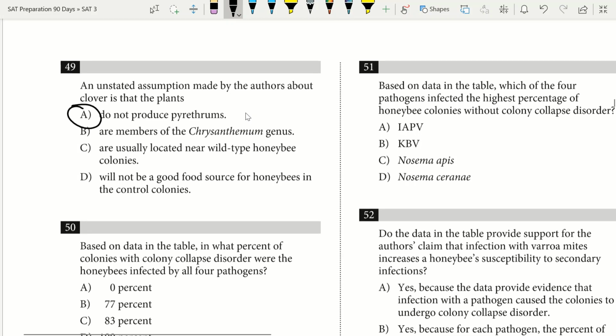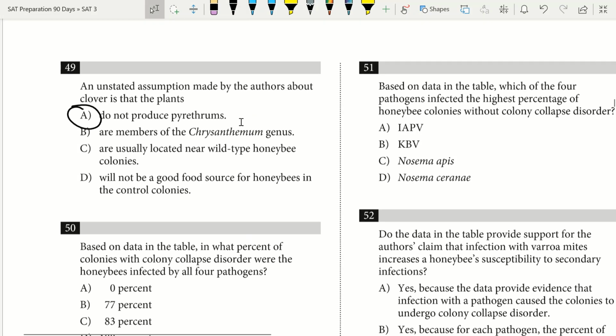Also, I think I'm saying pyrethrum wrong this whole time, but I don't need to know how to pronounce it, so if I'm saying it wrong, that's okay. All right, B, are members of the chrysanthemum genus? No, we don't make that claim. C, are usually located near wild type honeybee colonies? We don't make that claim either. D, will not be a good food source for honeybees? We also don't make that claim.